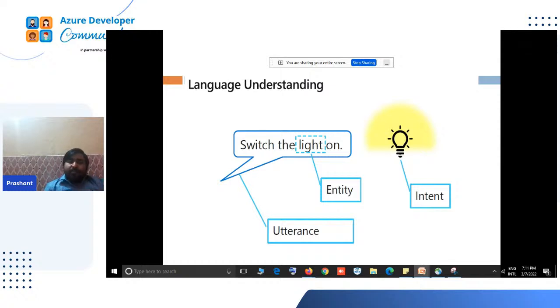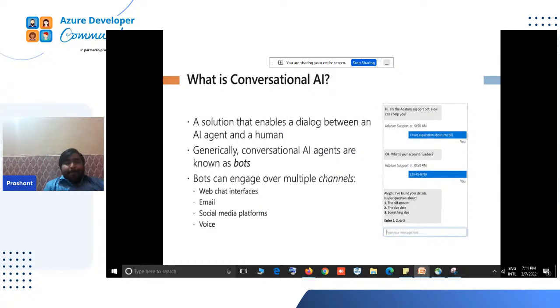So as we can see, for an AI system to understand this, it should be able to figure out what the entity is and what exactly we intend to do. This is something so prevalent that most of us are already very well aware of it: conversational AI, since chatbots are almost everywhere. Basically, we can create dialogues where we don't need anybody dedicated on customer support to answer very basic or routine queries. These agents are known as bots, and we can leverage them over multiple channels. They can be over web chat interfaces, or even over emails, social media platforms, or through voice.